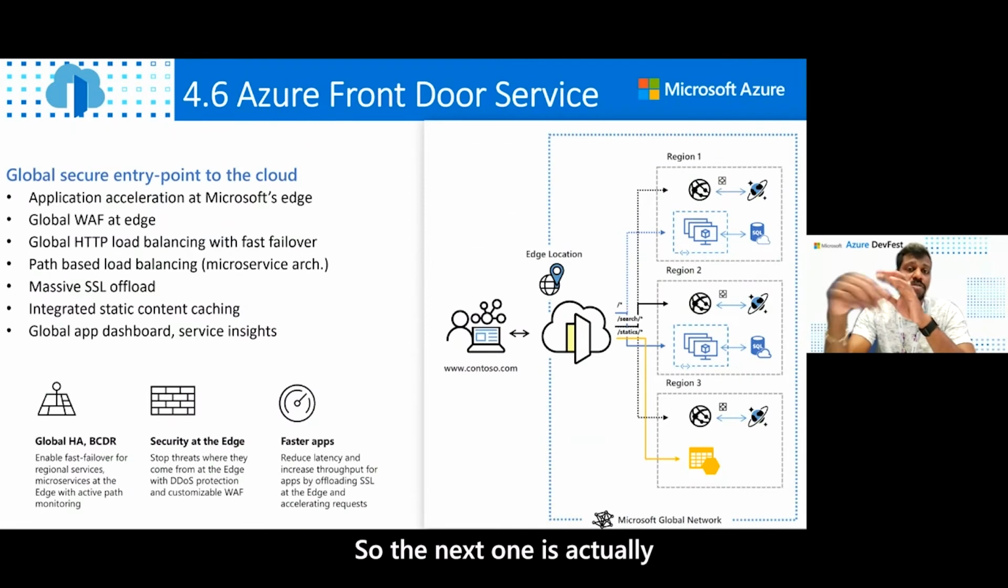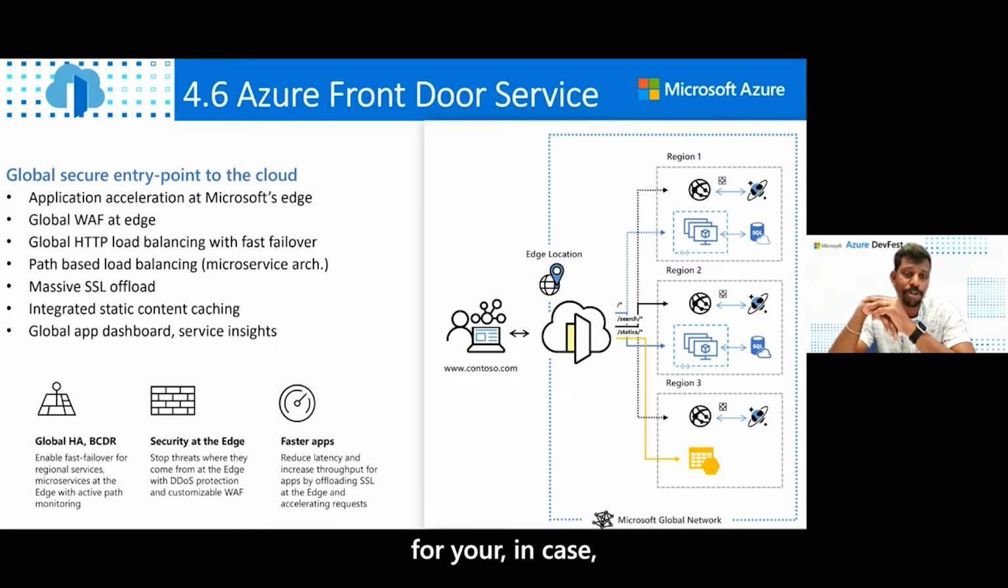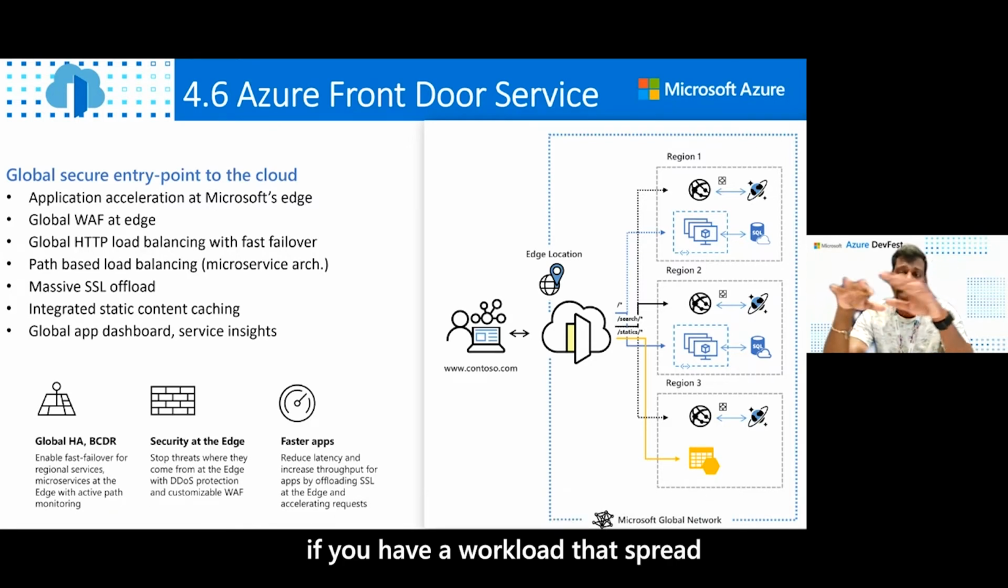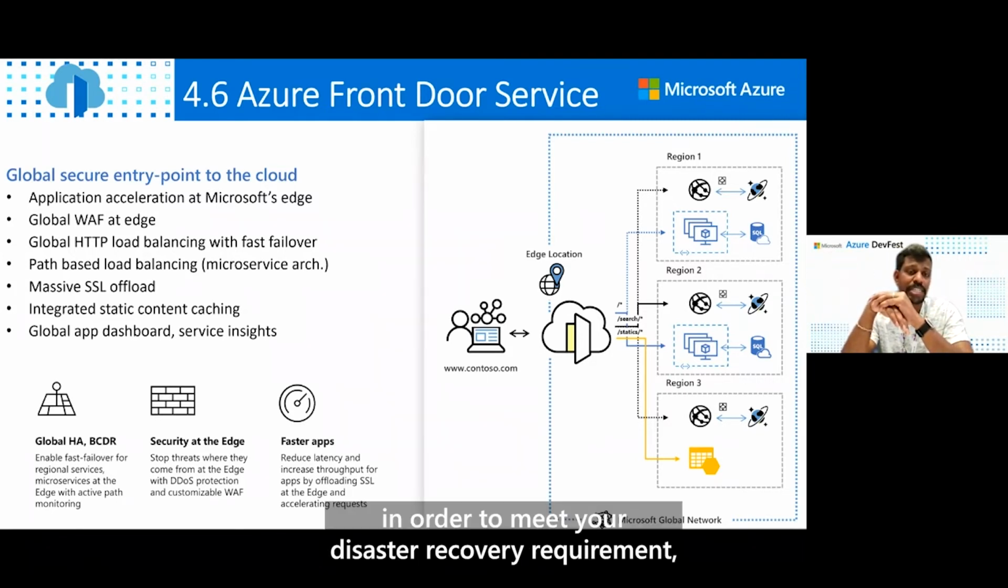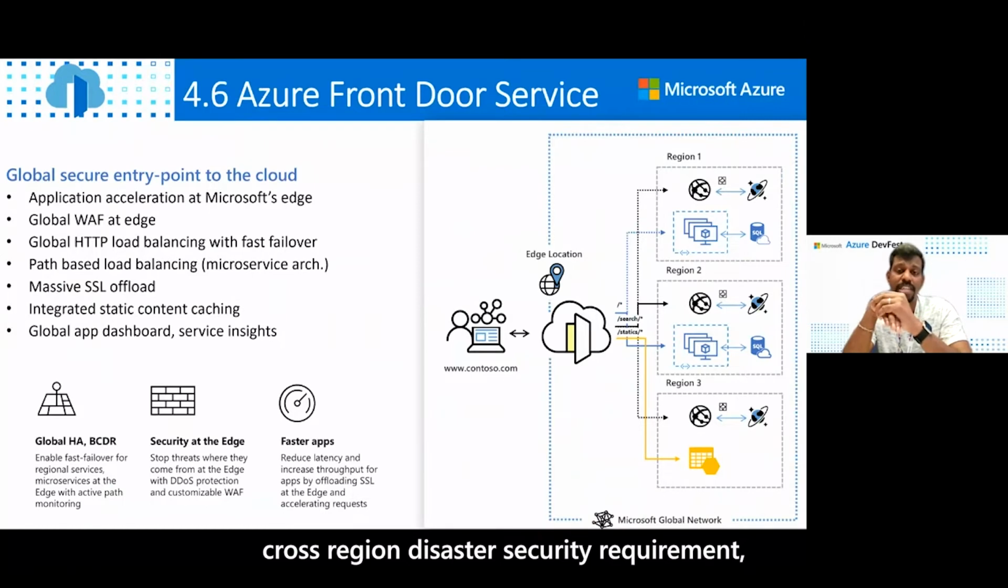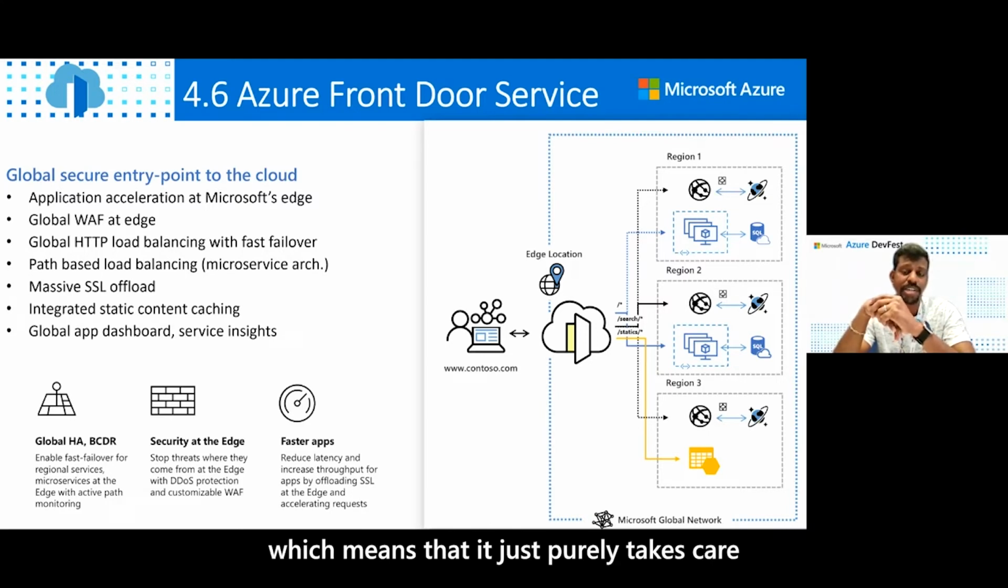So the next one is the Azure Front Door, and this covers two parts here. Front Door is a global entry point in case you have workloads spread across different regions, in order to meet your regional-level disaster recovery requirement, and that's where Front Door comes in. Front Door is a layer 7 kind of load balancer, which means it purely takes care of your HTTP-based workloads.